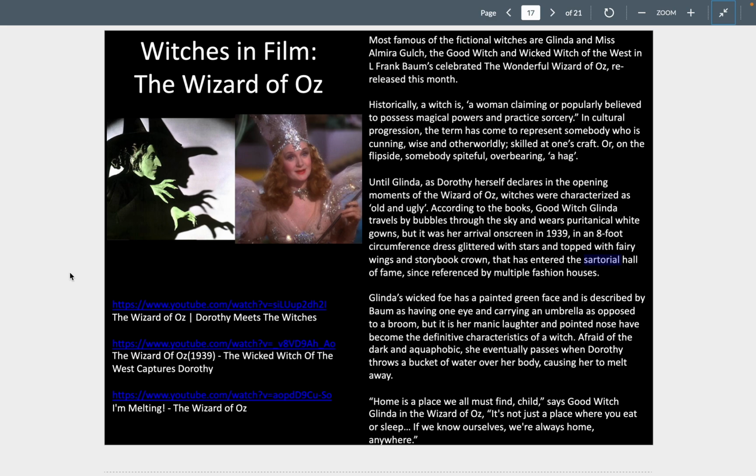Until Glinda, we only see witches characterized as old and ugly. We saw that in the Hammer of the Witches also. But the good witch Glinda, who travels in bubbles through the skies and wears white gowns, is a new kind of witch, a type of witch that has entered a kind of fame in terms of fashion, and she is a new alternative to what the witch can be. And again, the popularity of this as a film, and as a book, is also helping to create a sense in people that there are alternatives to what a witch can be.